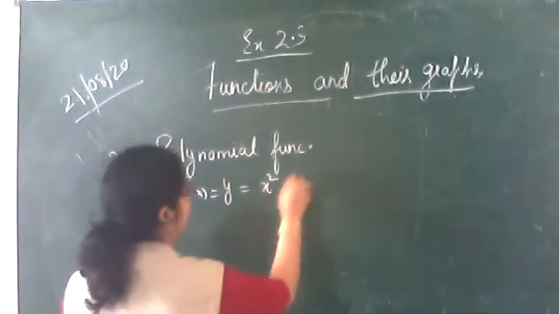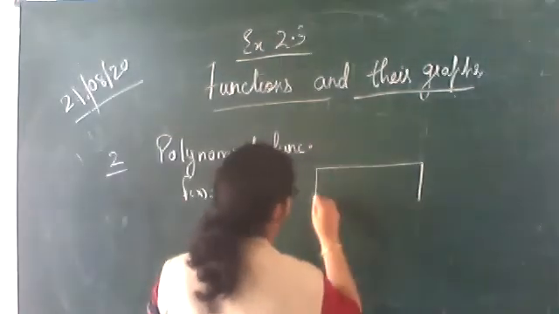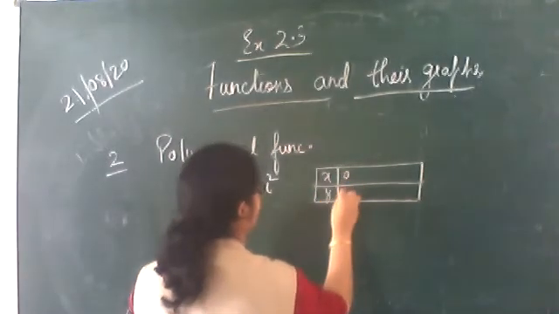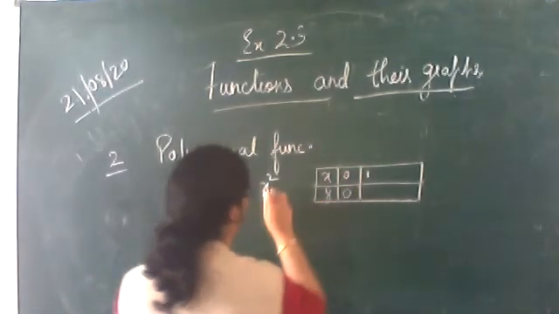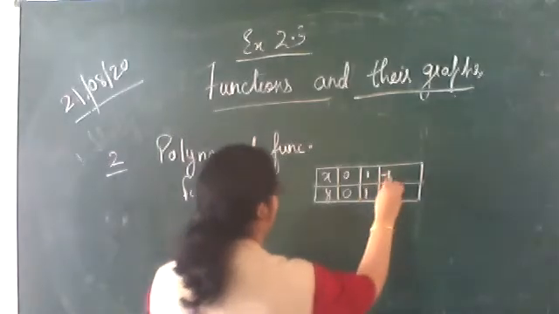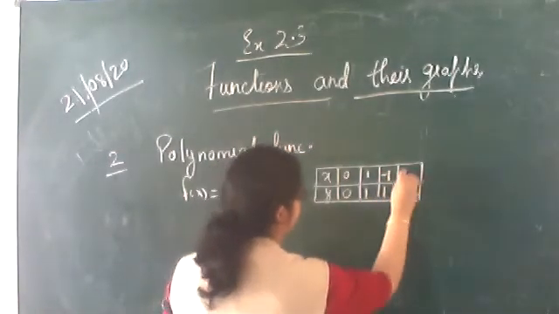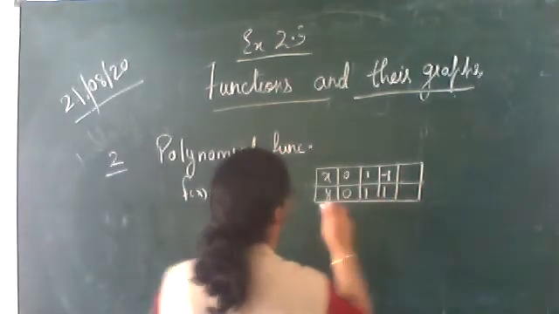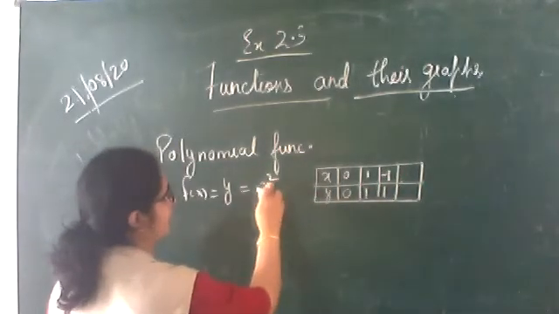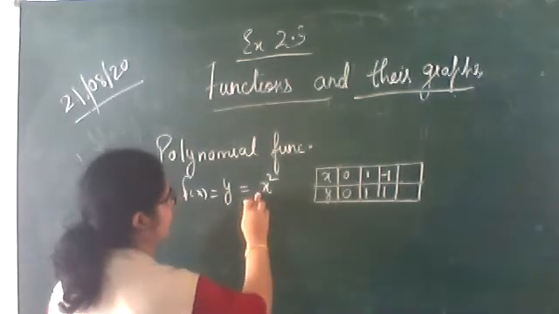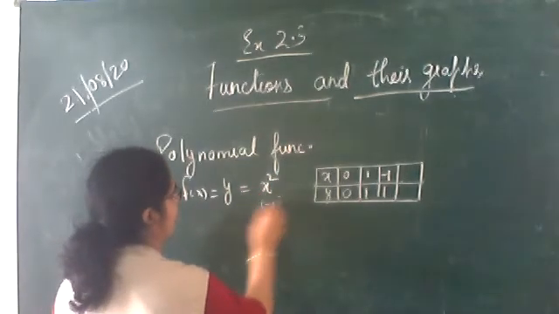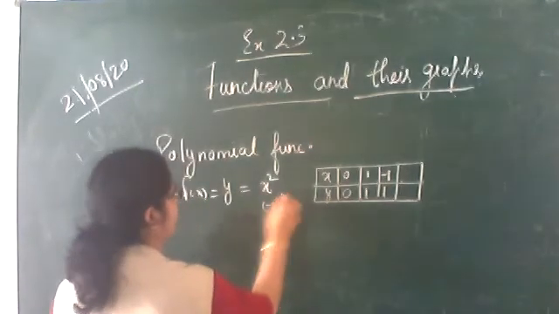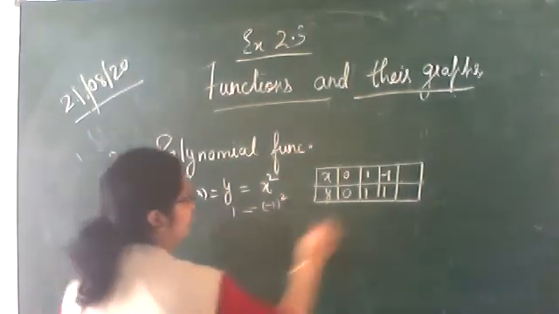Now, if you have a function y is equal to x square, how can we plot the graph? Just see values of x, y. If I put x is equal to 0, y is equal to 0. X is equal to 1, y is equal to 1. X is equal to minus 1, y is equal to minus 1 whole square, and you will get 1 only.